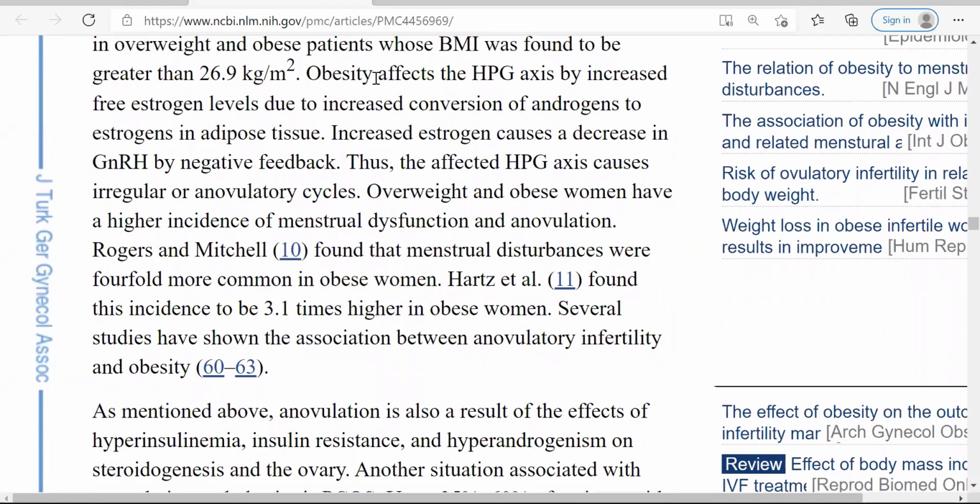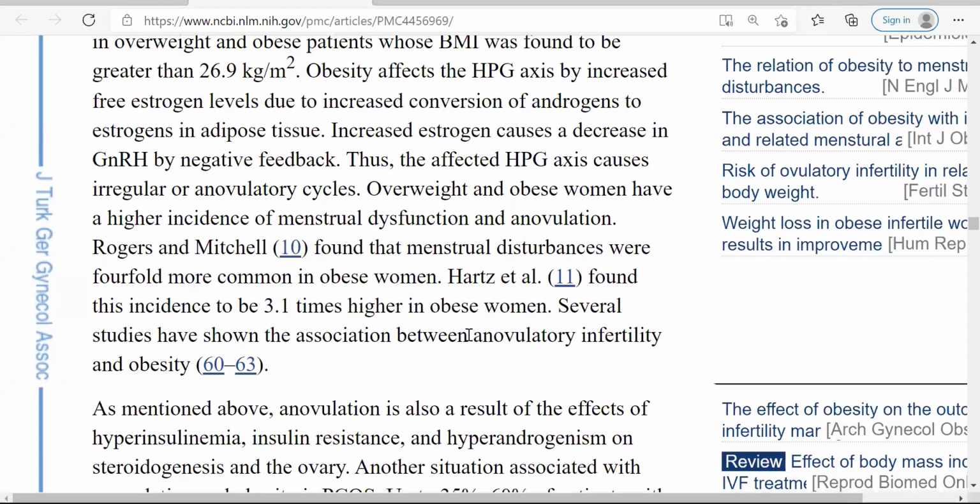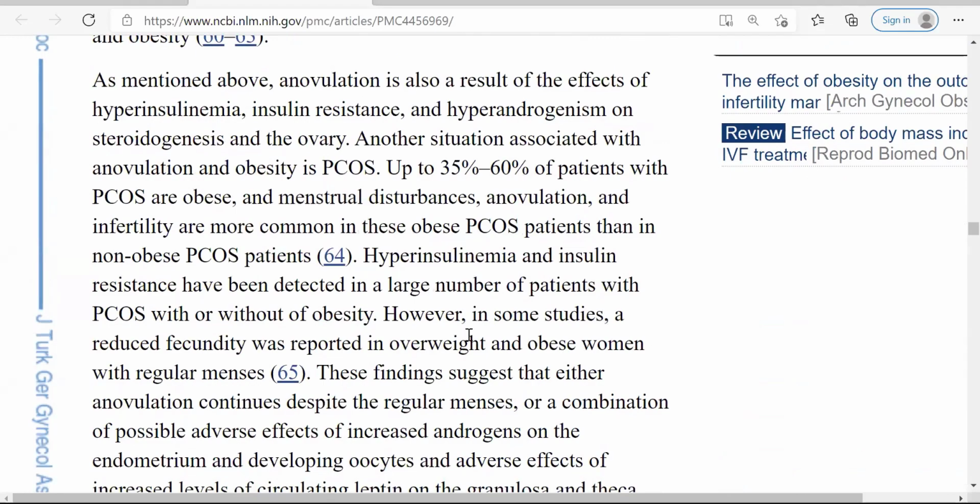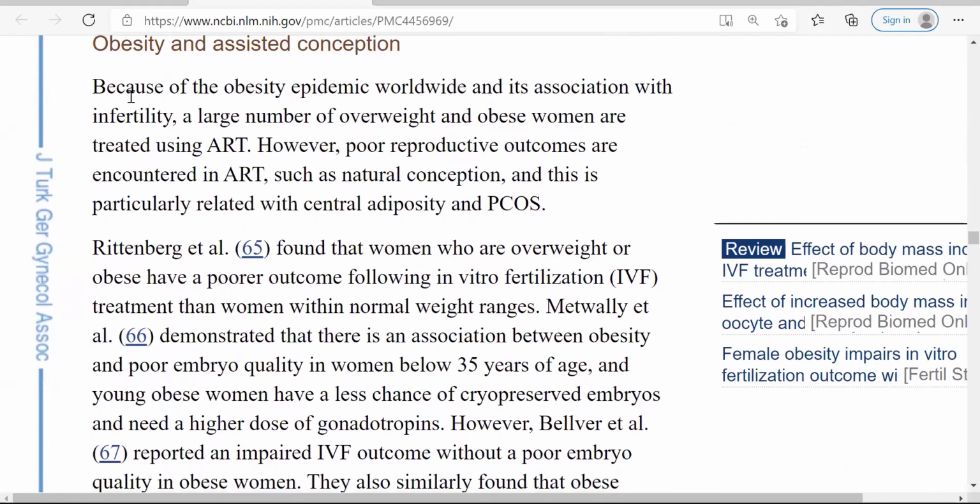And it also affects your hypothalamic-pituitary-gonadal axis. This HPG axis helps your estrogen production and all the female hormone production. So that pathway, that axis, is going to be suppressed. And when it gets suppressed, you get an anovulatory cycle or irregular cycle, and you have menstrual dysfunction and ovulatory dysfunction. And if you don't ovulate, you don't get pregnant. So that's the pathophysiology of obesity causing infertility or subfertility.